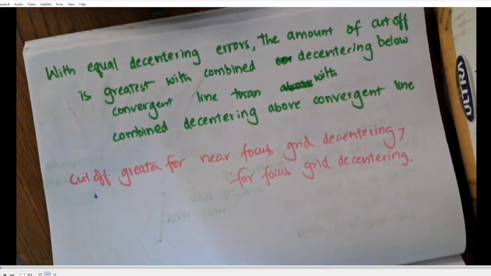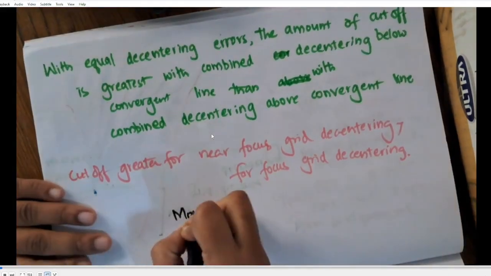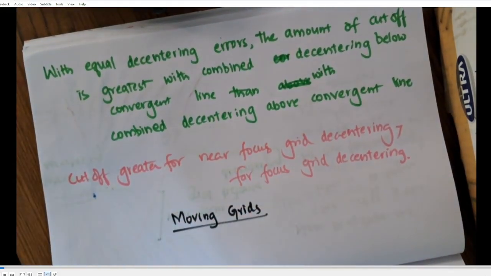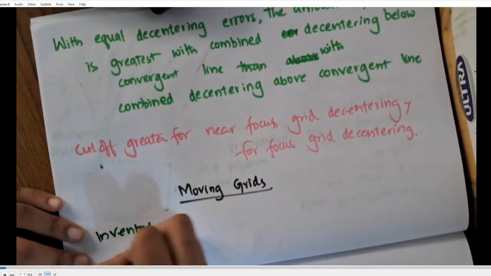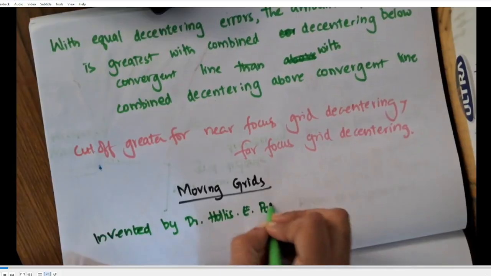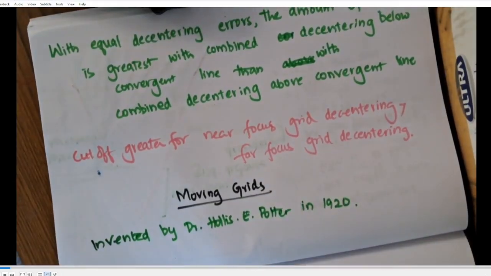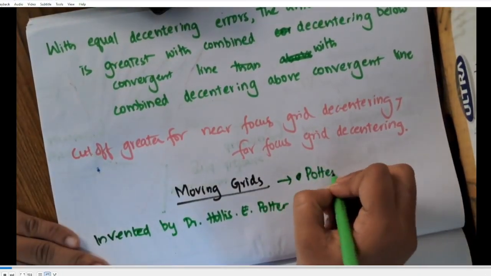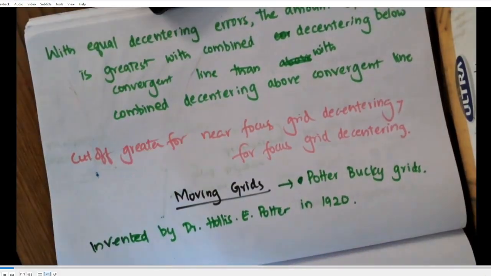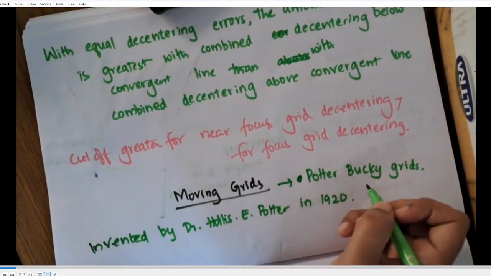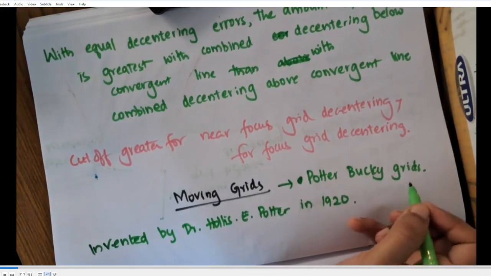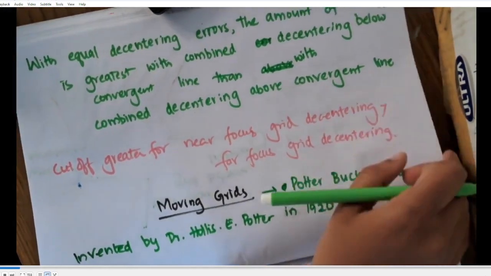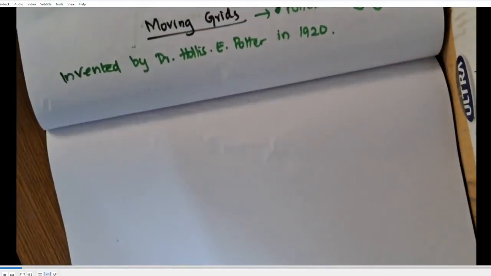Hello friends, let us now learn some important points about the moving grids. Moving grids were mainly invented by Dr. Hollis E. Potter in 1920, and for many years these moving grids were called Potter-Bucky grids. In recent years the name Potter has been removed, and these are called Bucky grids.